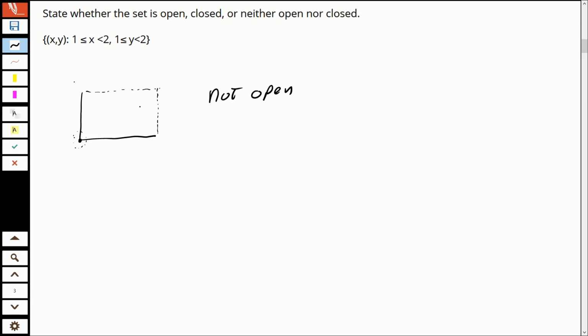But over here, I can draw a sequence of points that converges to a point that would be on the boundary, but since there's no boundary on this side, it converges to something that's not in my set, so this is not closed. Since there's a portion where there's no boundary, it's not going to be closed, and since there's a portion that has a boundary, it's not going to be open. That's my answer.